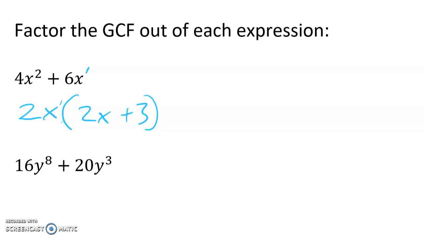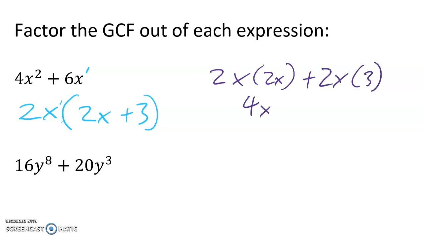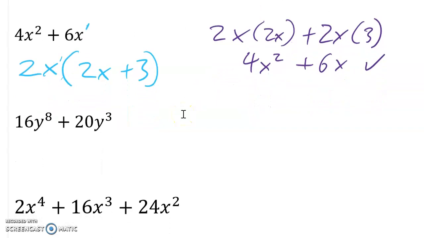Anytime you factor out the greatest common factor, you can double check and see if multiplying and distributing would bring you back to your original term. I'll just double check. 2x times 2x plus 2x times 3, well, that would be 4x squared plus 6x. It checks out. I did factor the right greatest common factor. Okay, well, let's move on.